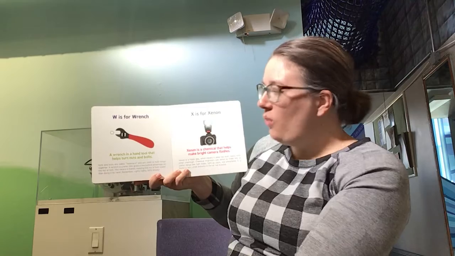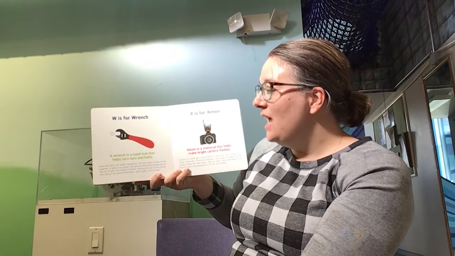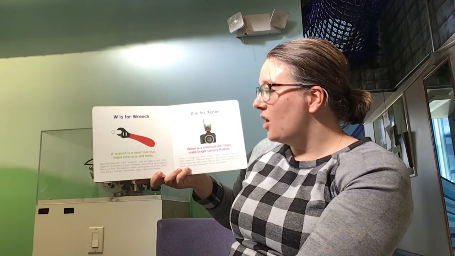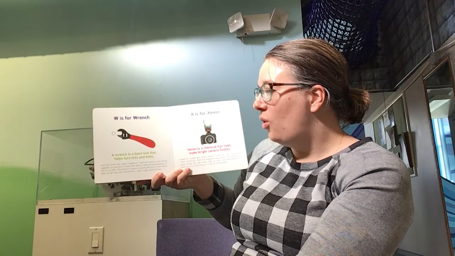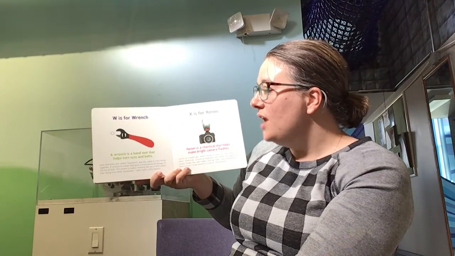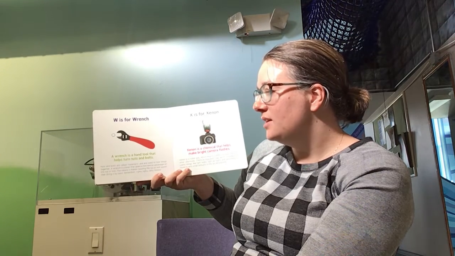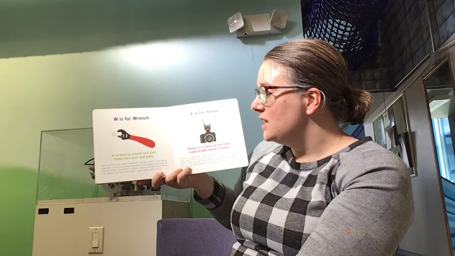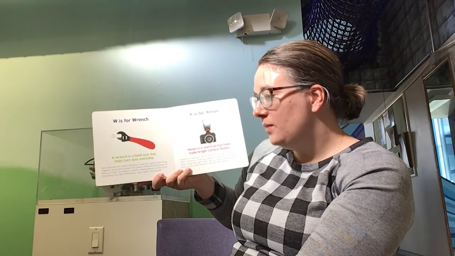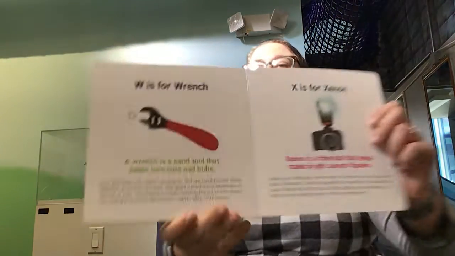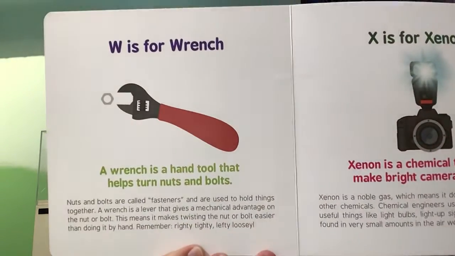W is for wrench. A wrench is a hand tool that helps turn nuts and bolts. Nuts and bolts are called fasteners and are used to hold things together. A wrench is a lever that gives a mechanical advantage on the nut or bolt. This means it makes twisting the nut or bolt easier than doing it by hand. Remember, righty-tighty, lefty-loosey. I bet you have wrenches at home too.